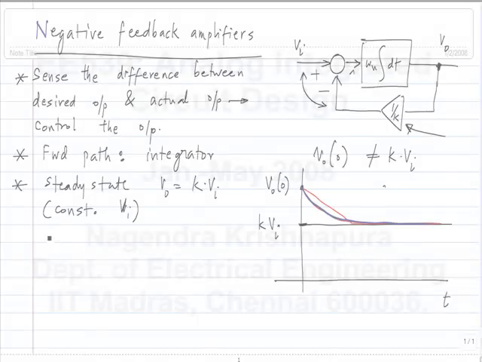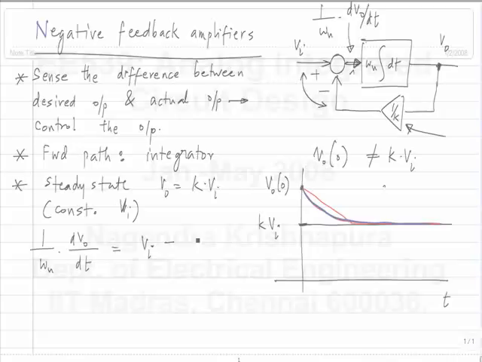Now we can derive it exactly. It's quite simple. Remember this is omega u times the integral of the error. So this quantity can be alternatively written as 1 over omega u, the derivative of the output. This is how we set up the differential equations. So we see that this equals Vi minus V0 divided by K.